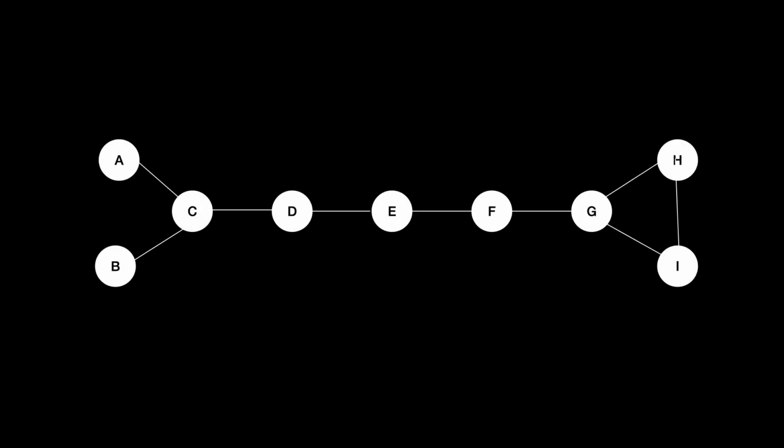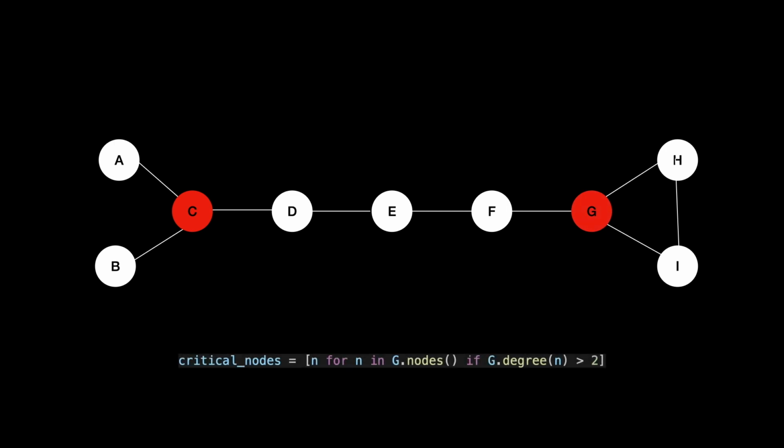Now look at this graph and try to identify the critical nodes. Feel free to pause if you like. The first critical node is node C. The second is node G. The algorithm starts by finding each of these nodes.